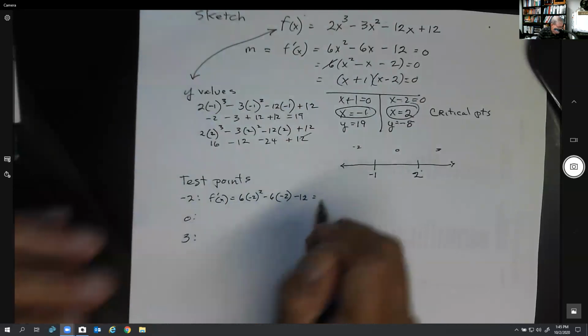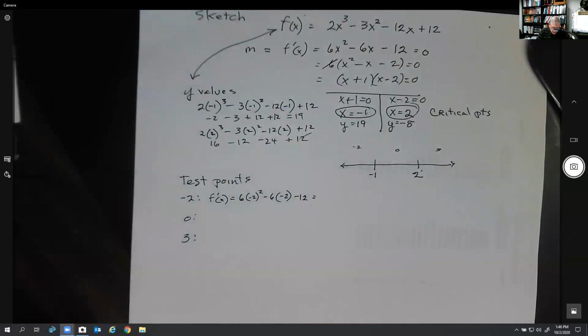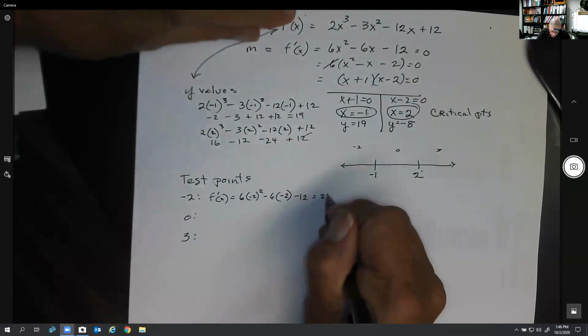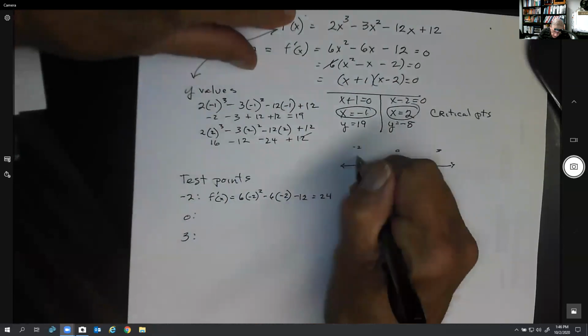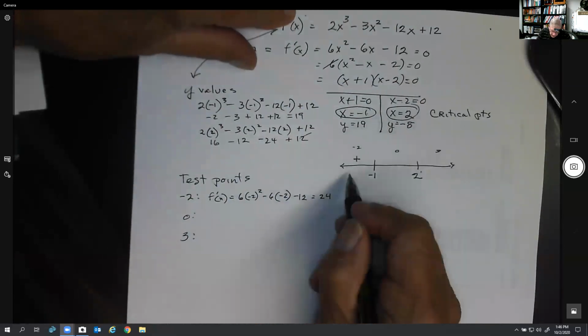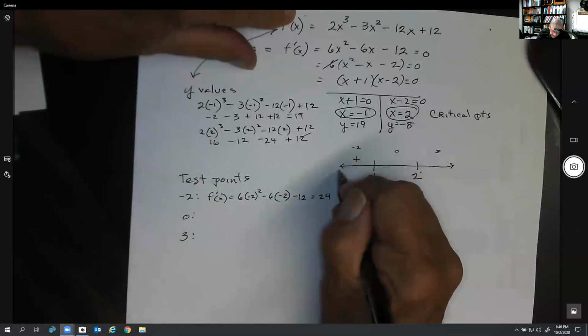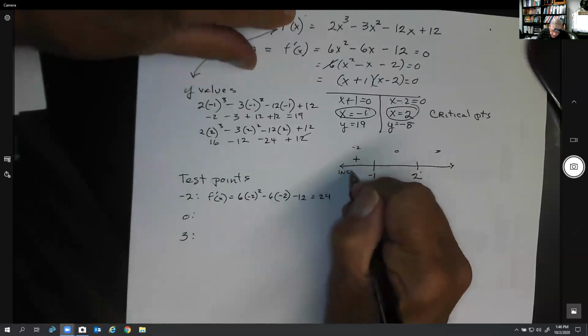And I think I worked this out. Let's say I got 36 minus 12. This should come out to like 24. So we see that this is a positive number. So I'm going to put a plus here, and that tells me over this interval that this function is increasing.